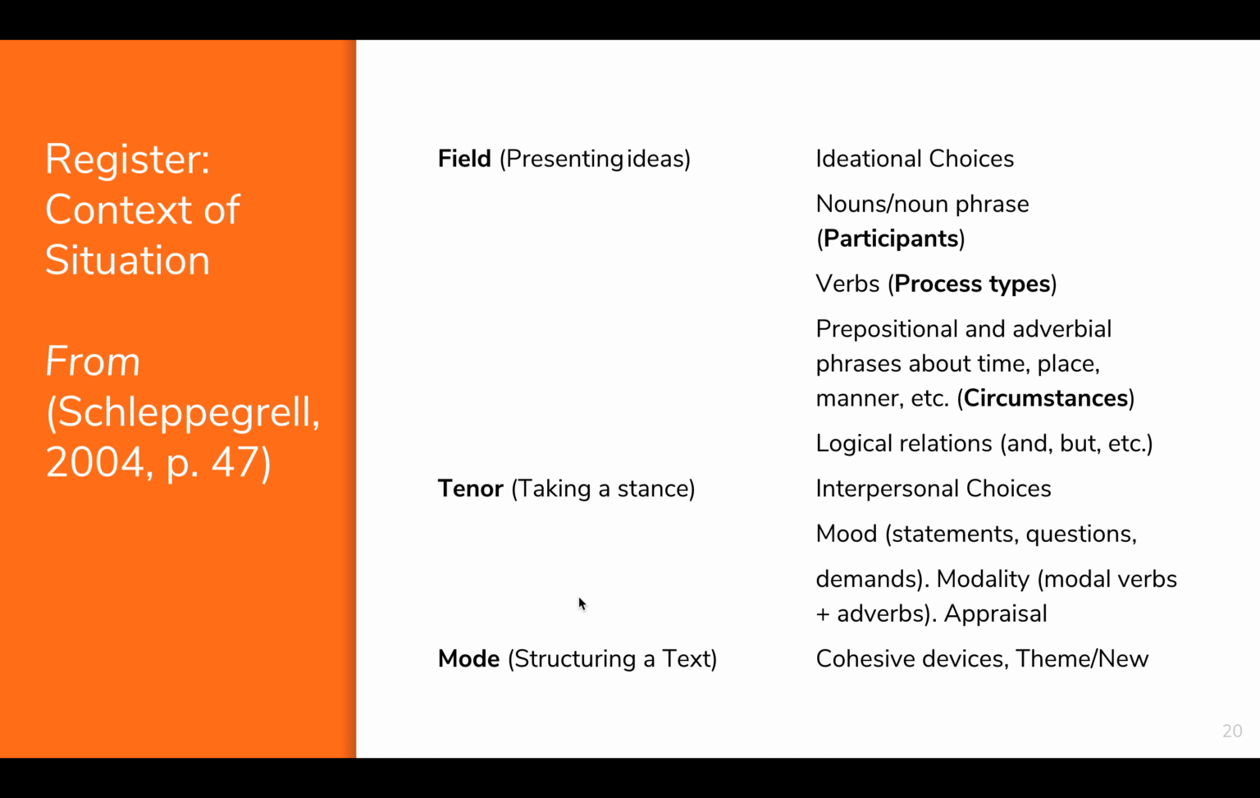Tenor is just taking a stance. This is about interpersonal relations between the writer and the reader, or the speaker and the listener. And tenor is oftentimes encoded in the mood. So is it a statement you're making, or are you making a question, or are you making a demand? As well as modality. This is sort of like the qualifiers, talking about conditionality. Words like may, perhaps, present a certain interpersonal level. And then there's things like appraisal, evaluating things, and attitudinal resources of emotion, which we'll get into some other time.